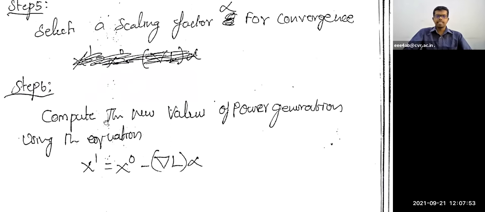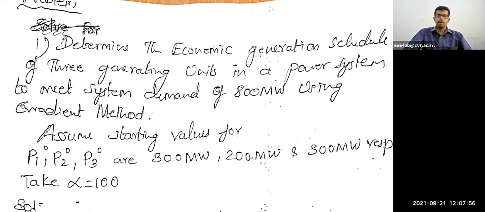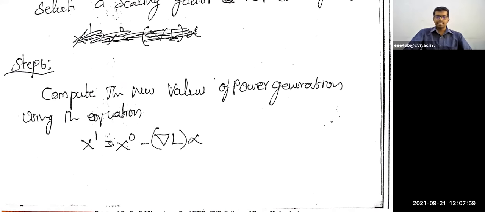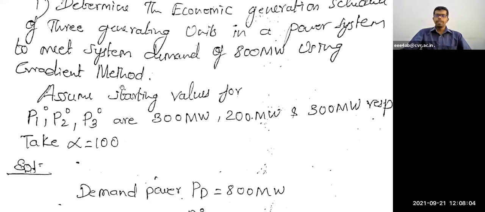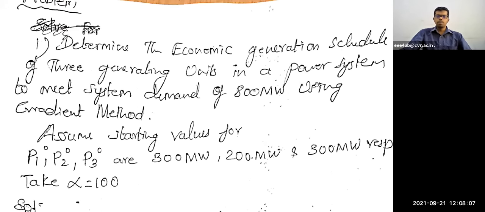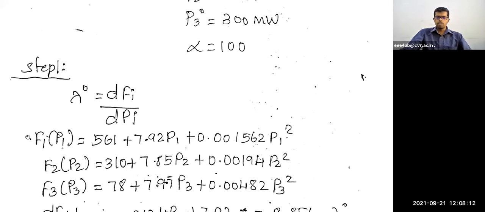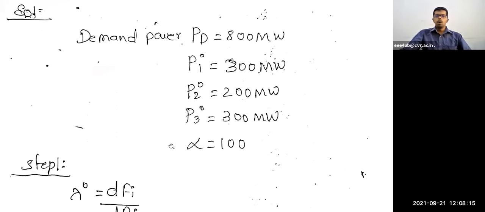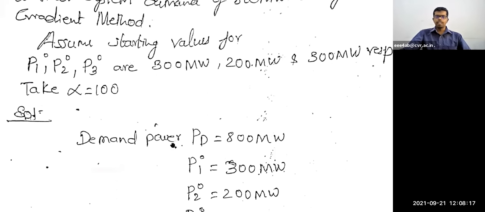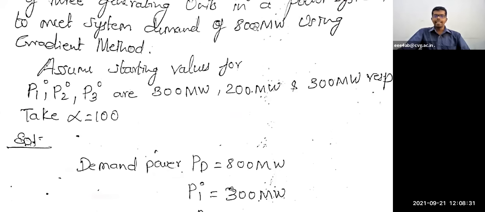Next, what is step number 6? Step number 6 is to compute the new values of power generation using this equation, that is, x dash is equal to x naught minus del L into alpha. So now we are going to the problem. Here the problem is given. We have taken the fuel cost functions F1, F2, F3. So now what is the first step? First step, we need to assume the initial values of the power generating units. So here, what are the initial values? What is the demand given? 800 megawatts.